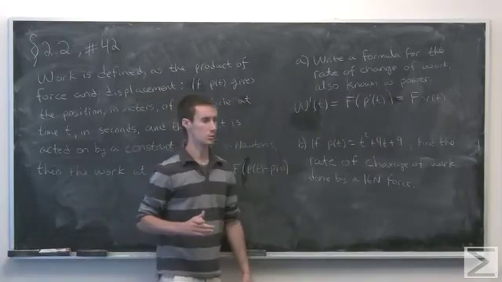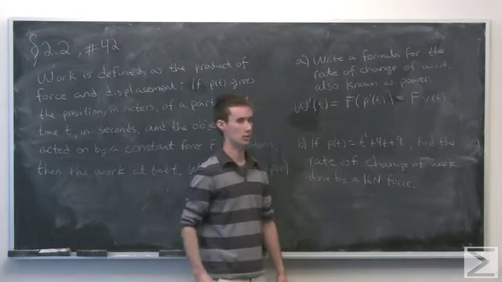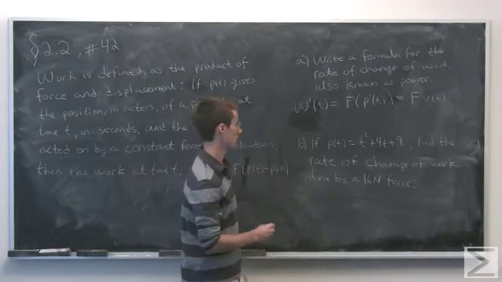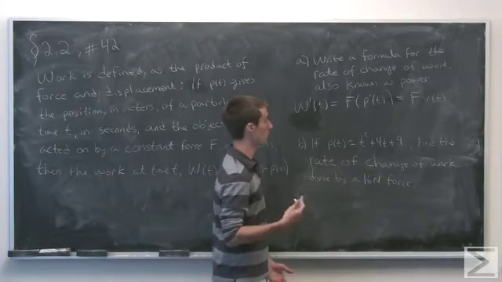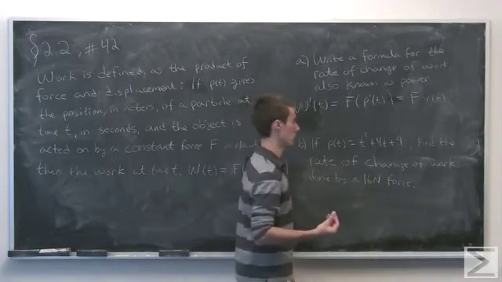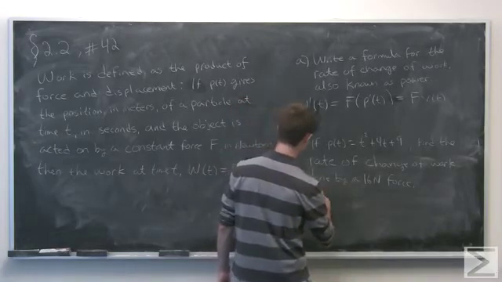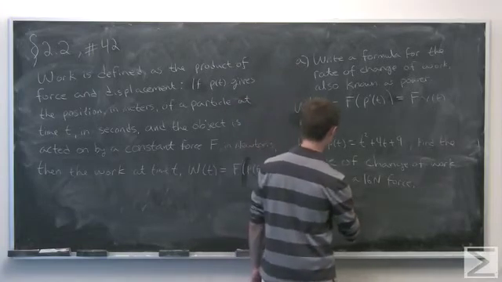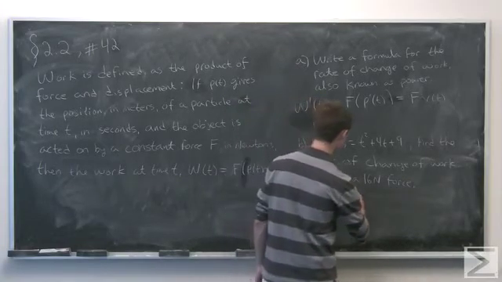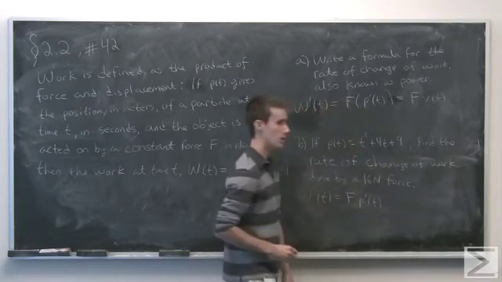So for part B, we're given a quadratic function modeling the position of our object, and we're asked to find the rate of change of work done by a 16 Newton force. So we know that the rate of change of work at time t is going to be equal to the force times the derivative of P of t.